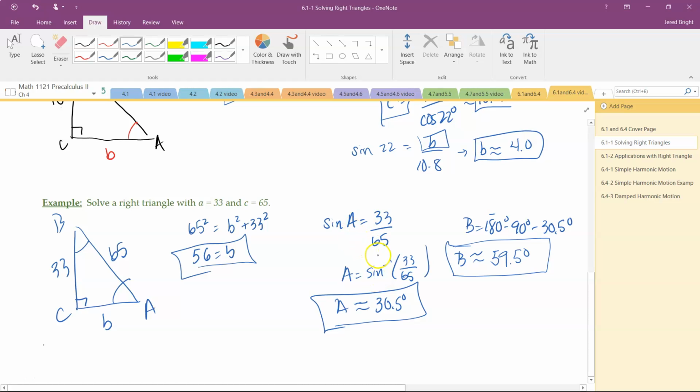I found A here first via an inverse sine. You could have found B first via inverse cosine, something like that, but I ended up getting that A is approximately 30.5 degrees once you round, and then consequently just using the triangle sum property for B, you just find out that that's 59.5. Again, you could have set up an inverse trig function for B as well. All right, but that's just another quick example of how you can solve a right triangle with very little information.